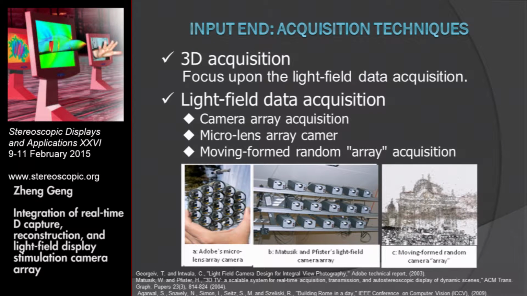Focusing on the input end, there is light field data acquisition, which is subclassified into camera array acquisition and microlens acquisition. There is also something special, acquisition from a random array. It's like many tourists taking pictures of the same architecture. You could collect the data and neglect the differences of the capture devices they use, and still use the light field data from their data. So we count it as a special light field data acquisition method.